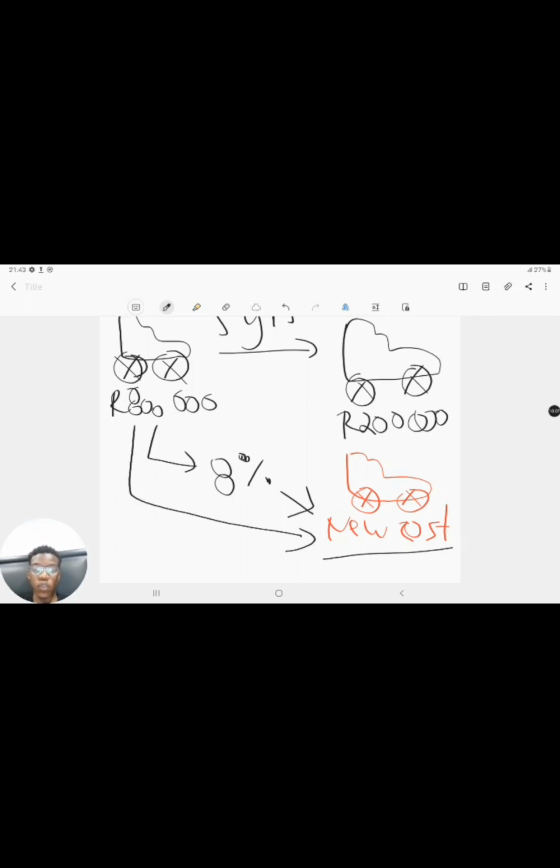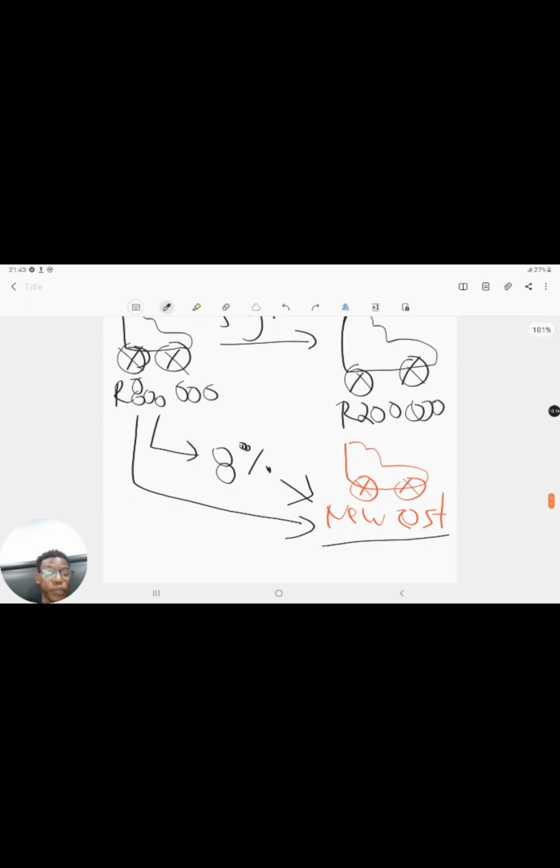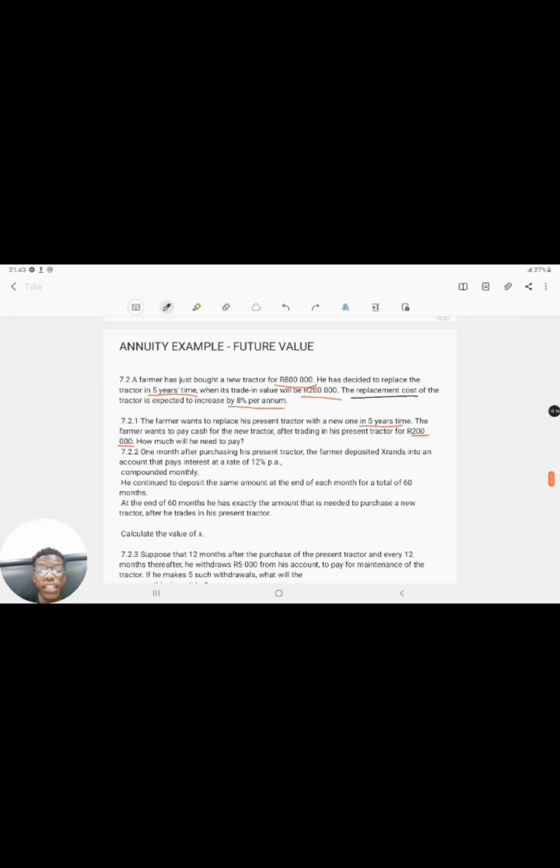How do we get to that new value? That 8% will help us. It will help us get to the new cost. Okay, so remember, we're still going through the question and making sense of the question.